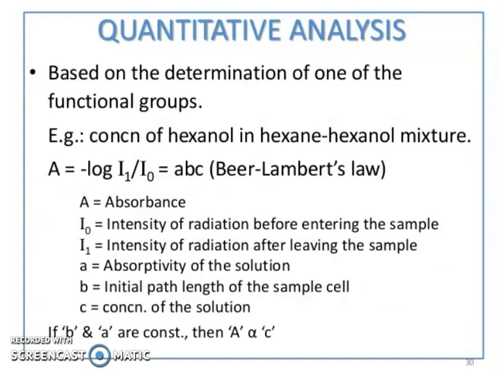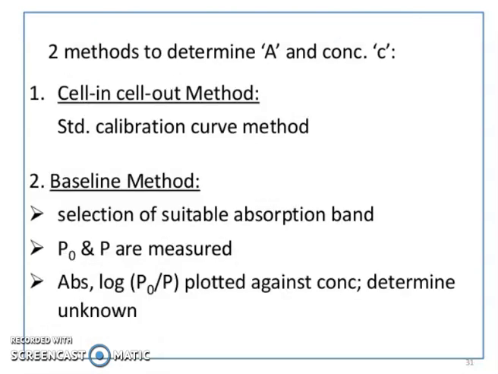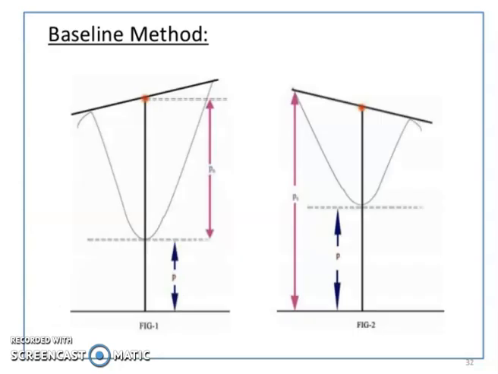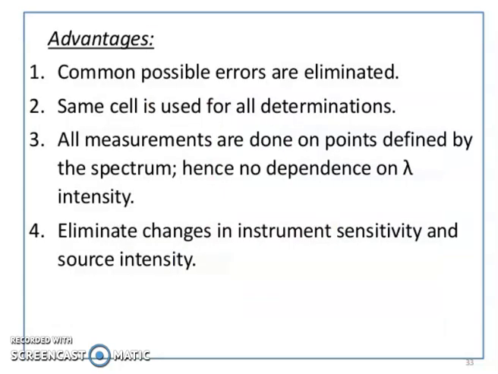So, quantitative analysis. Quantitative analysis based on the determination of one of the functional groups. Concentration of hexanol in hexane-hexanol mixtures. So, you can apply Beer-Lambert's law to determine absorbance A and concentration C. Cell in, cell out method, standard calibration curve method. Baseline method: selection of a suitable absorption band, P0 and P measurements. So, baseline method like this.